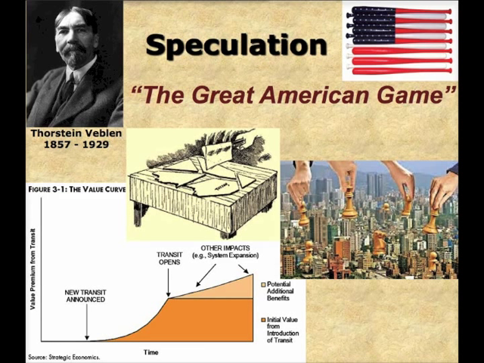So deeply ingrained and widely practiced is this notion of an individual's inalienable right to claim for himself all the land he can grab that Thorstein Veblen, our greatest homegrown political economist, suggested that speculation, not baseball, is really our national pastime. He dubbed land speculation the great American game.